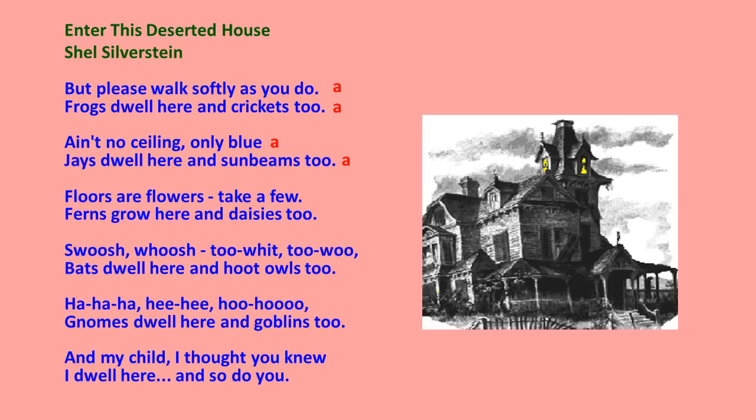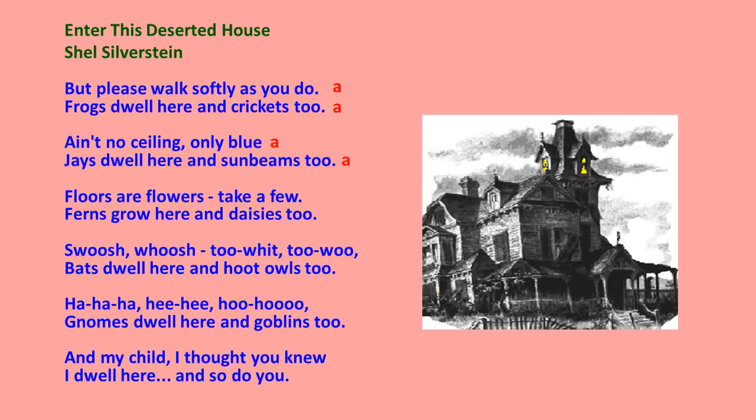Lines like "floors are flowers, take a few, ferns grow here, and daisies too," have that stressed, unstressed, on and off heartbeat type rhythm, and that rhythm exists throughout the poem.